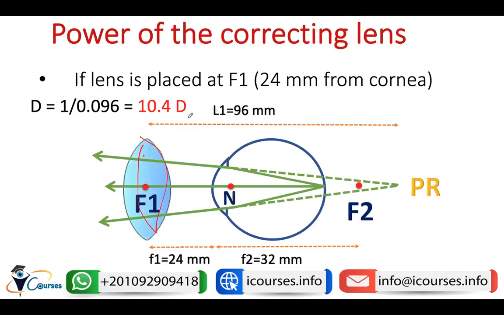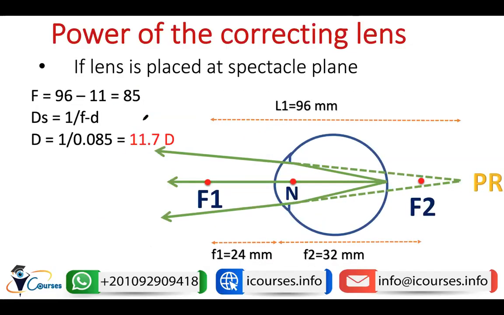In this case, the spectacle needed will be 10.4 diopters, but actually we place the spectacle in the spectacle plane, which is about 13 millimeters in front of the eye, so the power should be increasing as we are moving from outward to inward. The power of the correcting lens is increasing. So in the spectacle plane it will be 11.7 diopters.